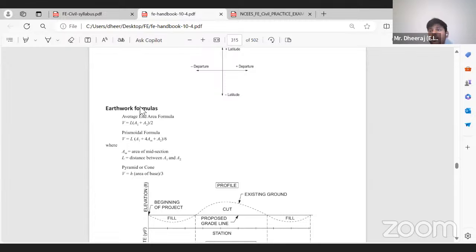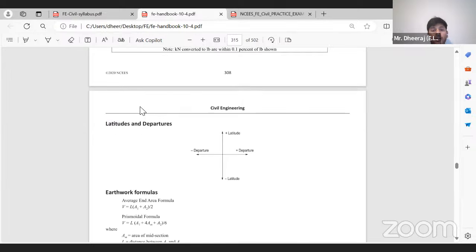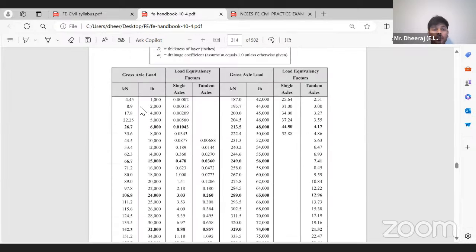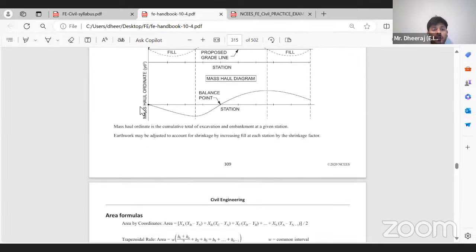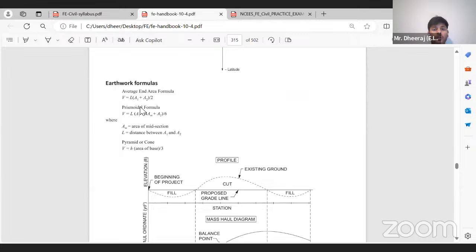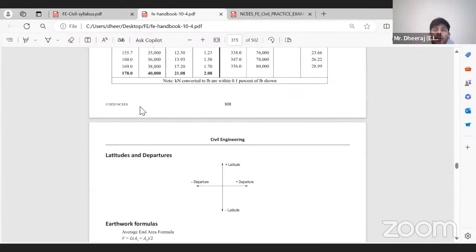So again, go back to the handbook and see what topics they're touching on. There are only a couple of pages: latitude, departure, earthwork formulae, area formulae. So 3-4 topics are there. Try to solve a couple of questions on these topics from the FE Civil Review book. When you solve, you have some idea, some knowledge, and for every topic you solve, go to the handbook and see where the topic is. Is it in civil engineering or not?